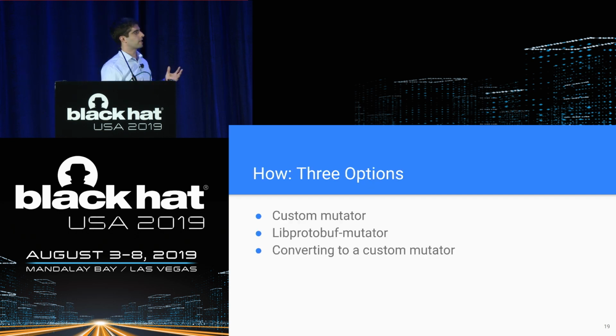So to summarize how you can write a structured fuzzer using libFuzzer, your first option is to use a libFuzzer custom mutator. Your second option, and it's the one I recommend in most cases, is to use libProtobuf Mutator. And the third thing you can do, which is pretty exciting, is taking an existing black box fuzzer you have and converting it to a libFuzzer custom mutator to get the power of coverage-guided fuzzing added to your fuzzer.